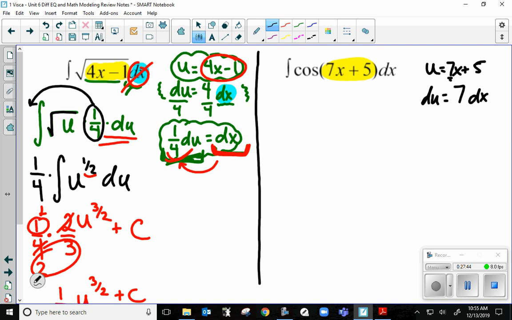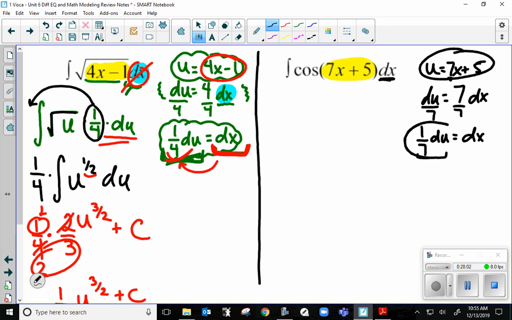So I don't have a 7 dx to substitute in for. I just need to get dx alone here. So I'm going to divide this side by 7, divide this by 7, and say 1/7 du is going to go in for my dx. I'm good because there's only a number on this side. This is u. This is what dx is going to be substituted out for, 1/7 du. So let me rewrite. My integral, it's the cosine of u times 1/7 du.